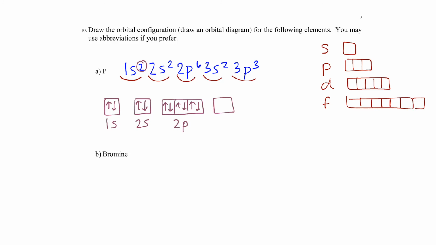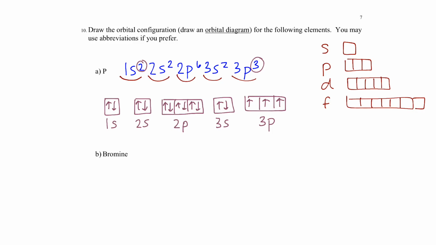Then on to 3s, so we go back to a single box, 2 electrons in that, and then most importantly, looking at this last sublevel, the 3p sublevel is not completely filled this time. We only had 3 electrons, so how you fill them in is important. Keeping in mind Hund's rule, all 3 of those electrons are going to take all the empty seats first. They will not pair up yet. Okay, so that would be our full orbital notation, our full orbital diagram for phosphorus.